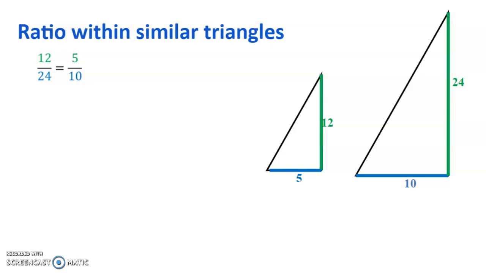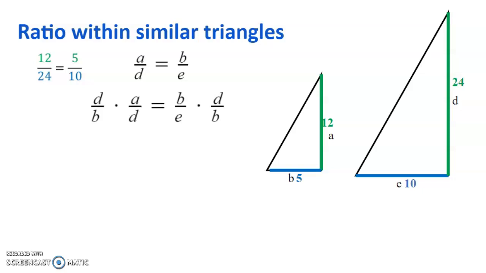But let's generalize this and call this green side A, and then this bottom side of the first triangle B, and D and E accordingly. So that means we set the side length A over D, they correspond to each other. A over D is the same as B over E, if B represents the side length compared to the length of E.